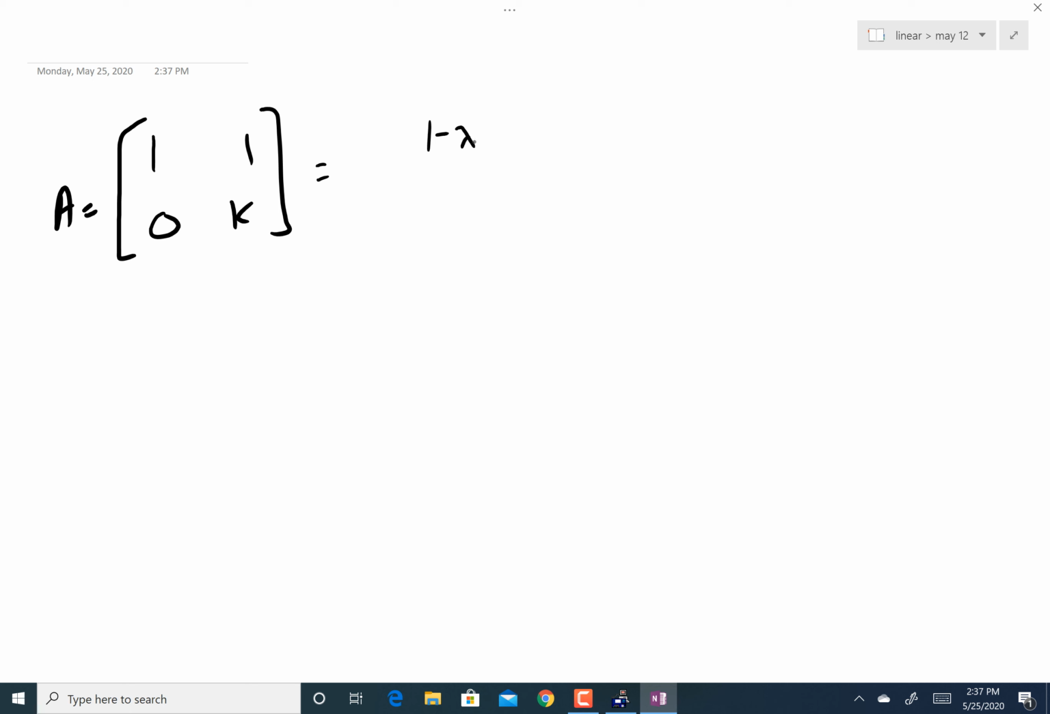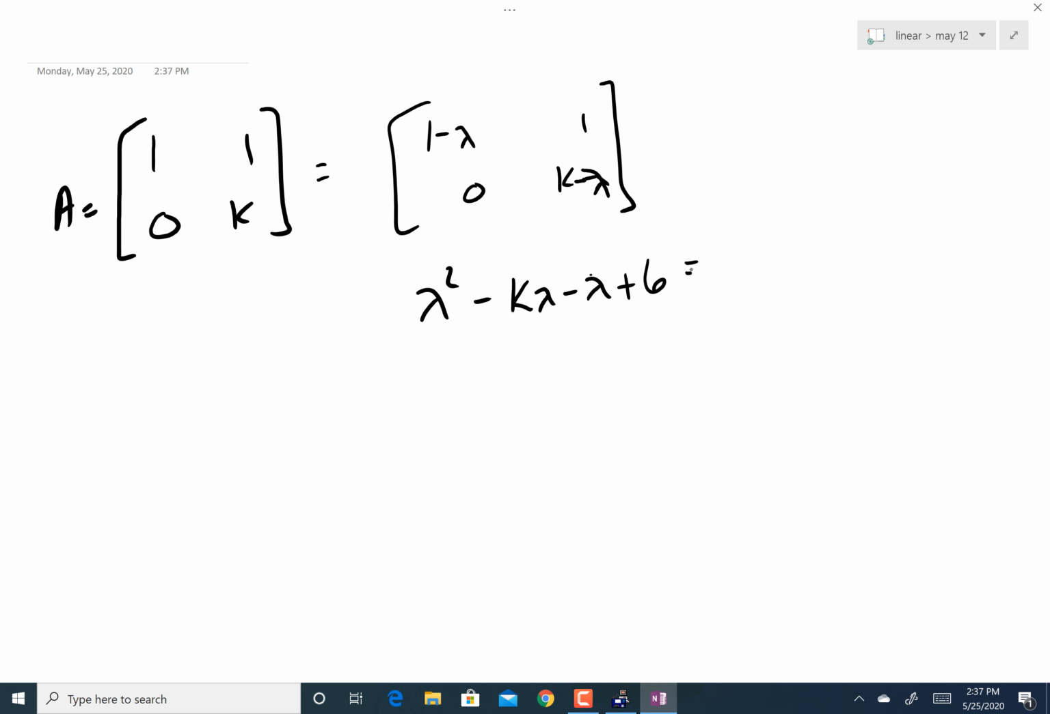So 1 minus lambda, K minus lambda, 1 and 0. This is pretty hot, by the way. So I feel like you're going to end up with lambda squared minus K lambda minus lambda plus K equals 0. Are there some values that won't work, for instance? Okay, I don't know.